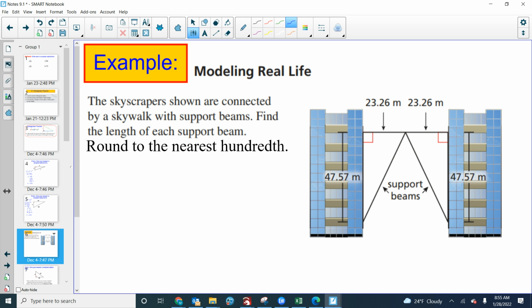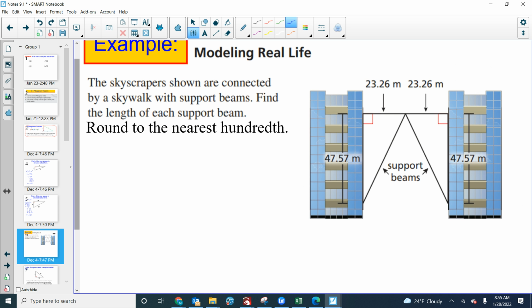Application. The skyscraper, so here we're actually going to round. The skyscrapers shown are connected by a skywalk with support beams. Find the length of each support beam.